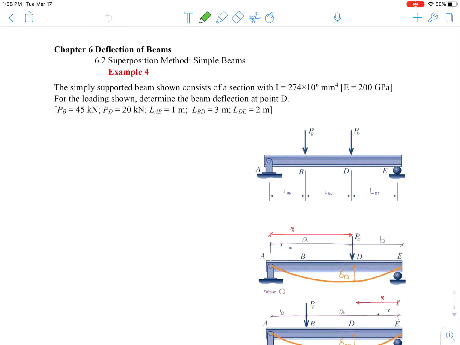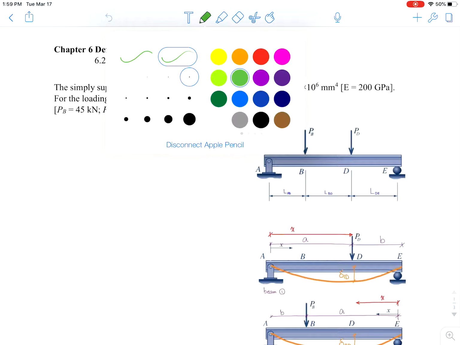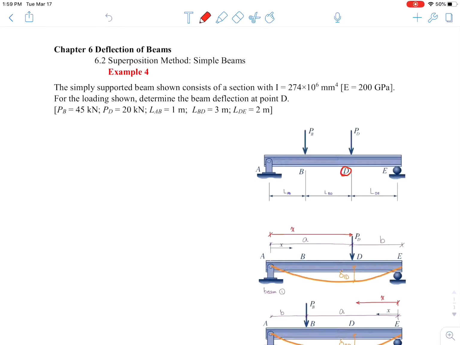Okay, in this example, we'll deal with a simply supported beam. This simply supported beam consists of a section with I and E, where the loading shown here determines the beam deflection at point D. At point D, this is our target. After the loading, it will be deflected in this way, so we're determining delta D here.